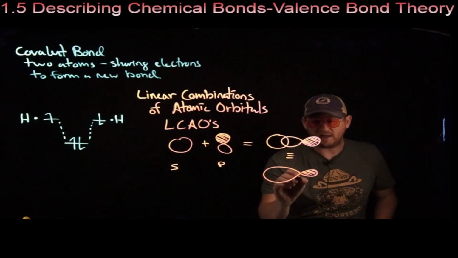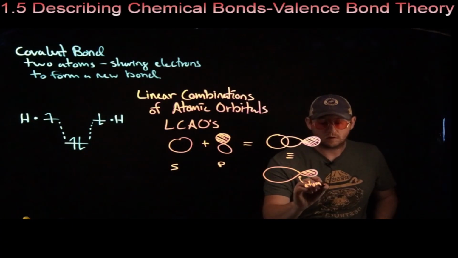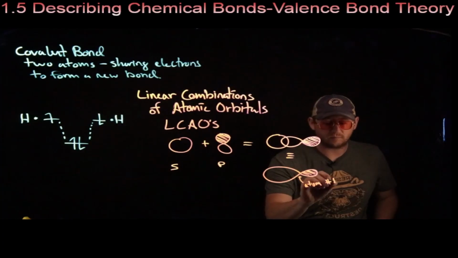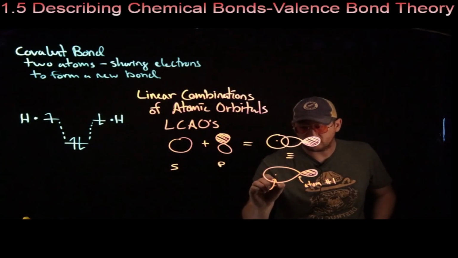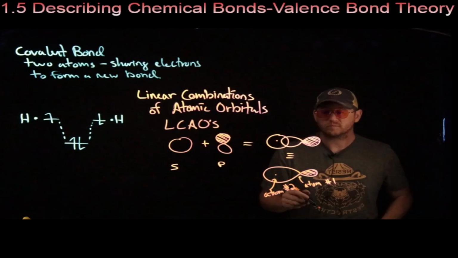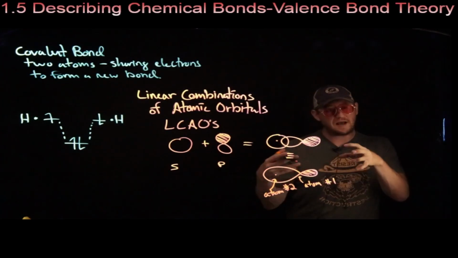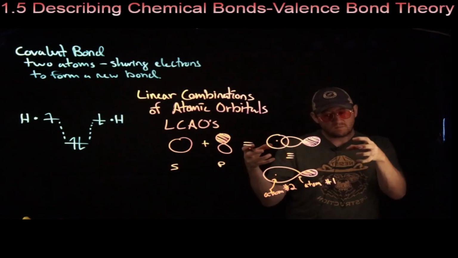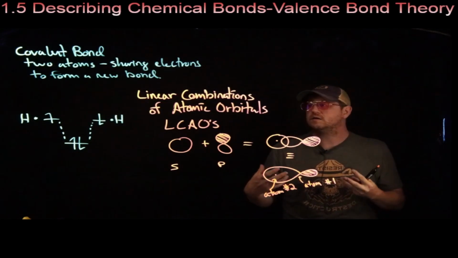Now, we have an atom here. Atom number 1, for example. And somewhere over here, we would have atom number 2. And so the electron cloud between these atoms brings them together and causes a bond to form.